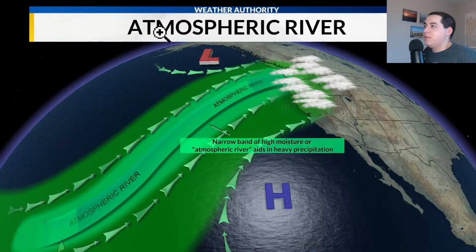So taking a look here at this graphic, you can see that an atmospheric river is a narrow band of high moisture which aids in heavy precipitation. And you can see in this graphic there's an atmospheric river aimed at Western Washington and Oregon. You can see there's a low center to its north and high pressure to its south, and in that area in between, the atmospheric river forms.